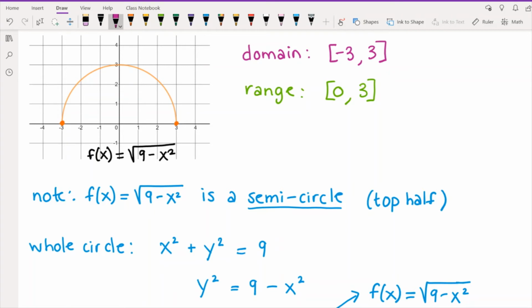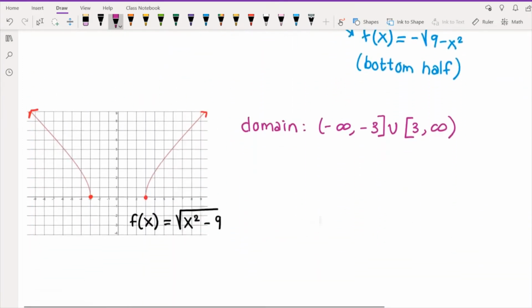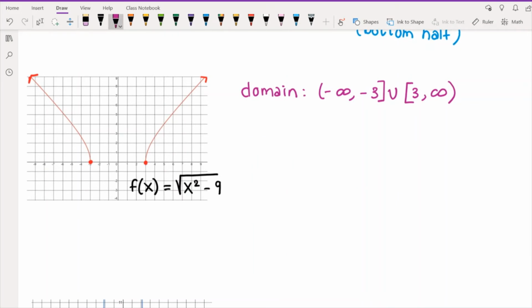We can see that when you have 9 minus x squared, we get this one kind of piece of a graph. So the domain is just one interval. Whereas in this example, if you graph it, you get two different pieces of the graph. And so instead of just being one interval, the domain is two different intervals.